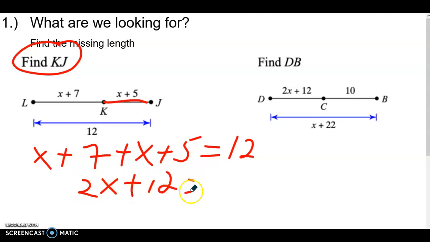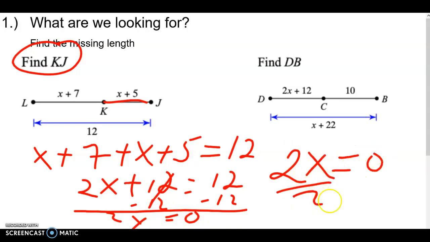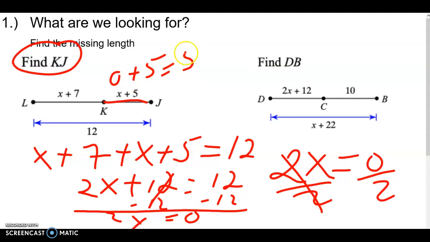All right, I'm going to move that 12 to the other side. So now I have 2x is equal to 0. Ooh, I just found out that x is 0. I'm going to come back up here and plug this in. And I just found that KJ is 5. Okay, I would like you to do the same thing for the next one and solve for DB.